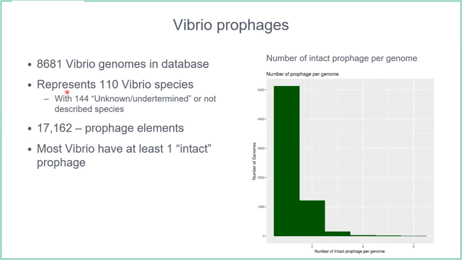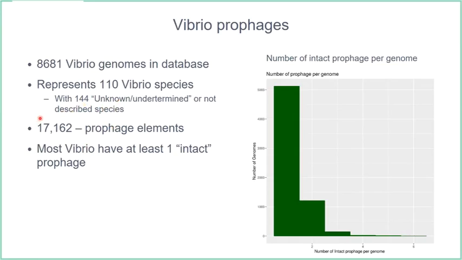And these were representative of 110 different Vibrio species, with 144 of which had unknown or undetermined species. So we didn't try and give them any species, we just accepted that they weren't known. Under our quality control procedure, we also checked that if it said it was Vibrio cholerae, it was actually most likely a Vibrio cholerae and not a Vibrio parahaemolyticus, but this was only done for known species. We didn't make any new ones.